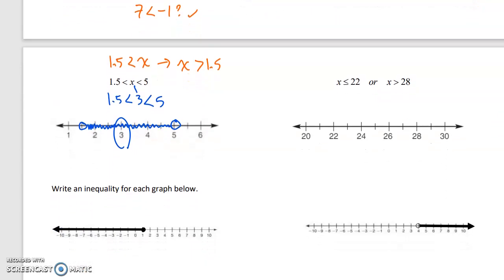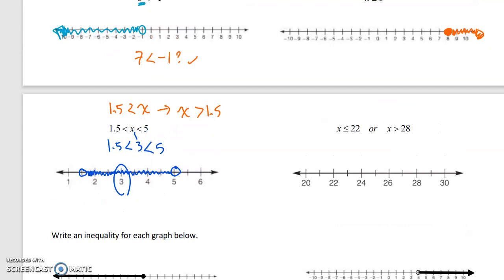And our last graph that we're going to look at is an or statement. X is less than or equal to 22. So close the dot at 22, shade toward the left. Or my other option is X is larger than 28. Open circle at 28, shade to the right. And that's what this graph looks like.